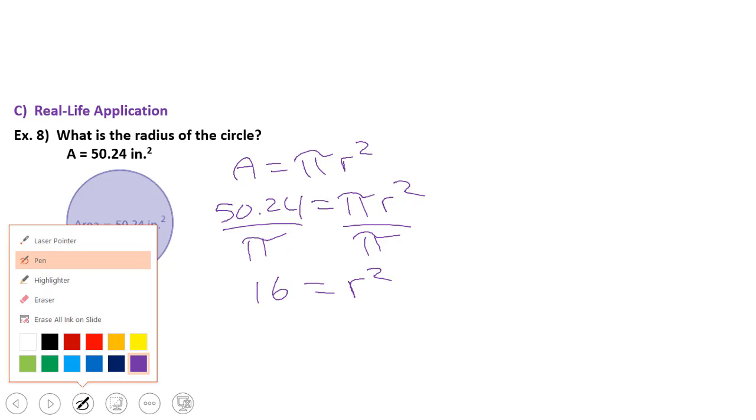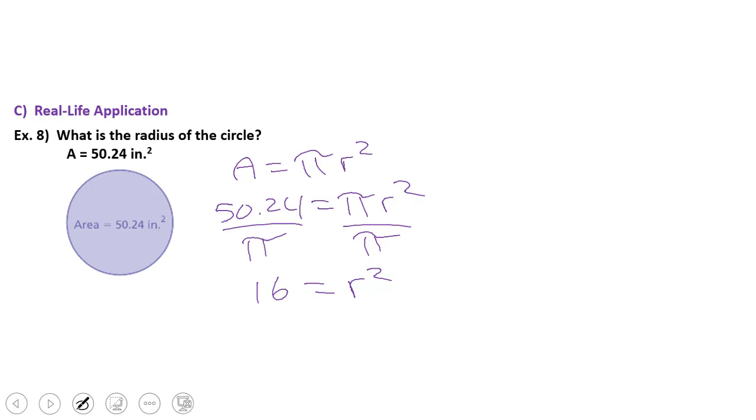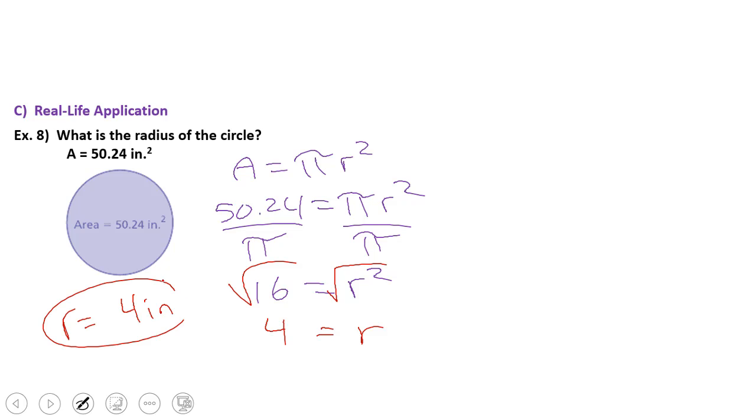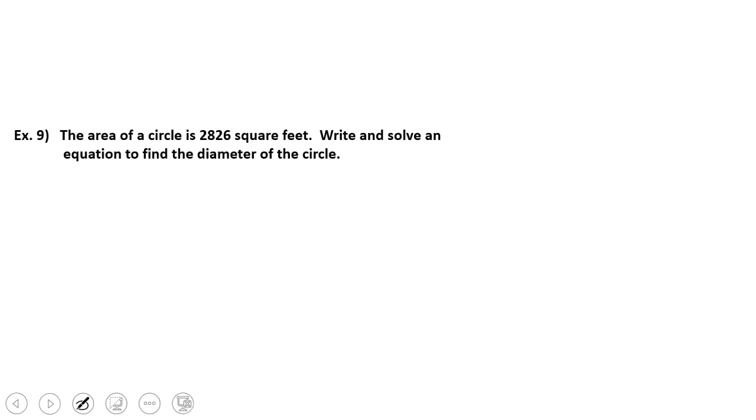And we know that the inverse operation of squaring is to take the square root. Then the square root of r squared will give us r, and the square root of 16 will give us 4. So we know our answer is the radius of this is 4 inches. All right? Our next example says the area of a circle is 2,826 square feet. Write and solve an equation to find the diameter.